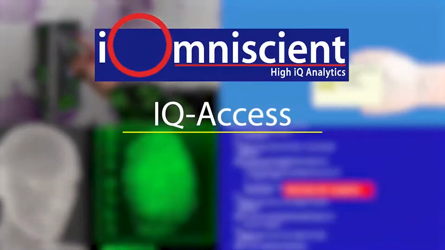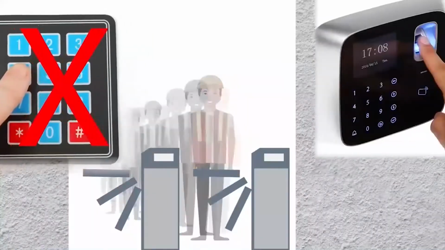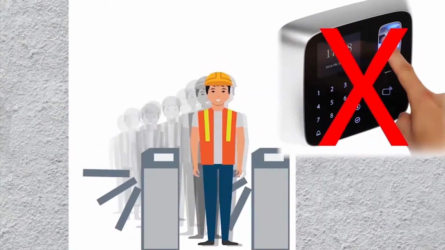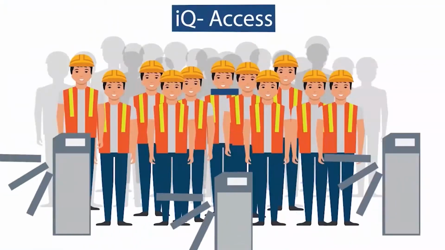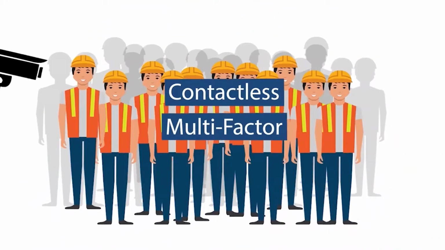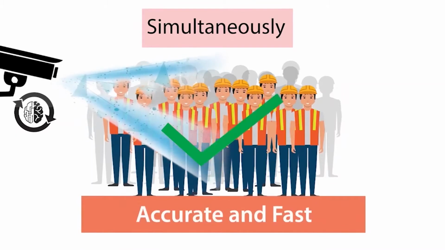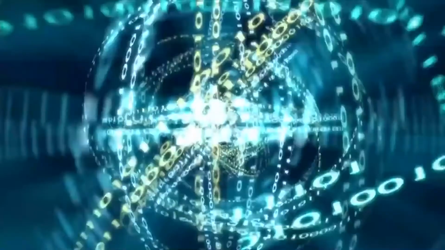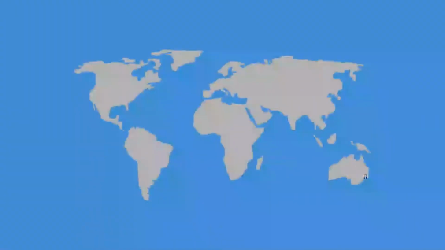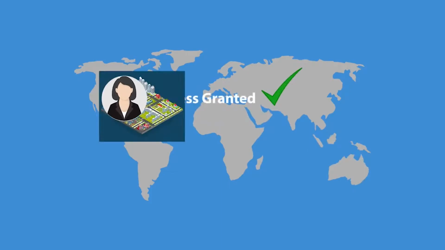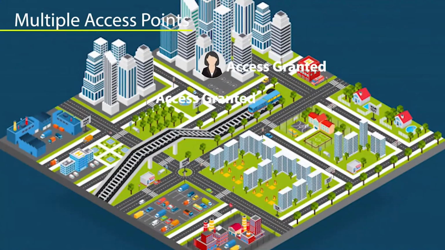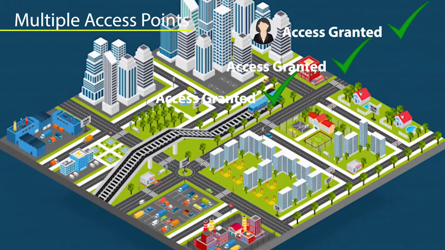iOmniscient's IQ Access addresses all of these issues. It is virtually impossible to defraud this internationally patented contactless system. It uses multi-factor authentication to achieve high accuracy, most importantly, without the requirement for a large and expensive database infrastructure. An employee enrolled in Sydney can walk into the organization's offices in New York. The doors there would just open for them automatically.